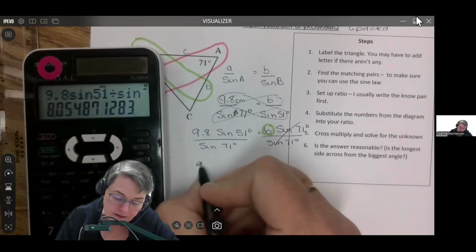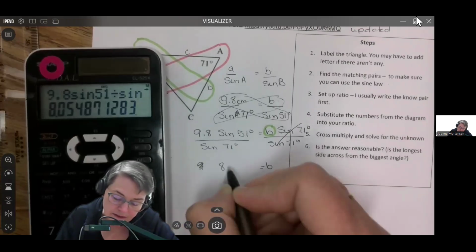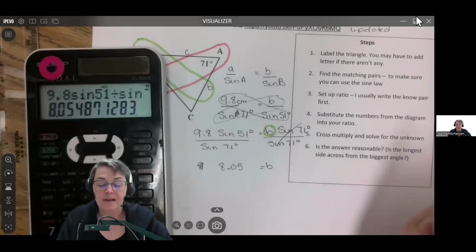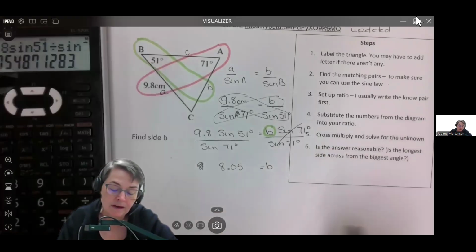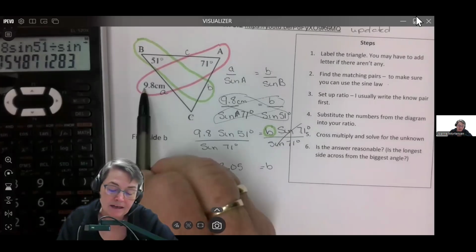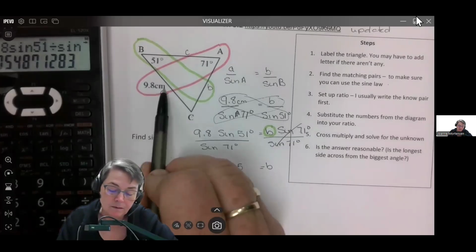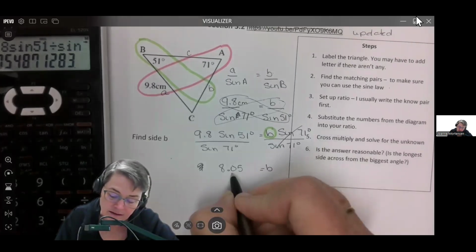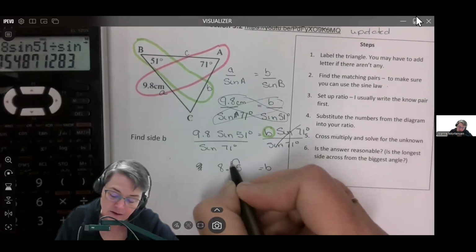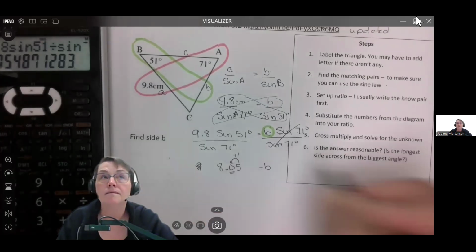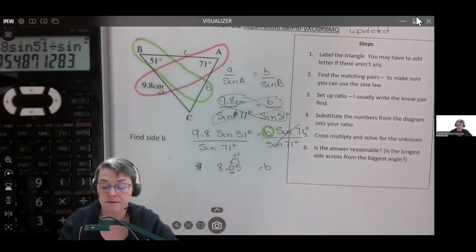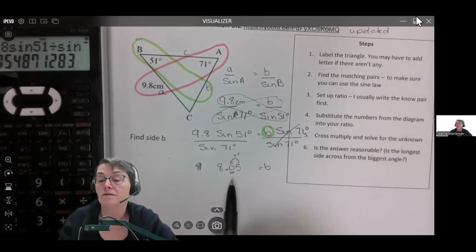Whoops. So B is equal to 8.05. Now I'm going to go back to my picture. Okay, so my other measurement had 1 decimal place, so I'm going to round this to 1 decimal place. So I'm going to round to here. That's going to make that go up. Remember, 5 or more, you go up, so you increase this by 1. If it's 0 to 4, you just leave it alone.